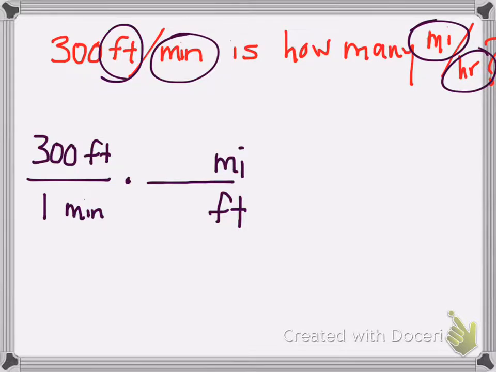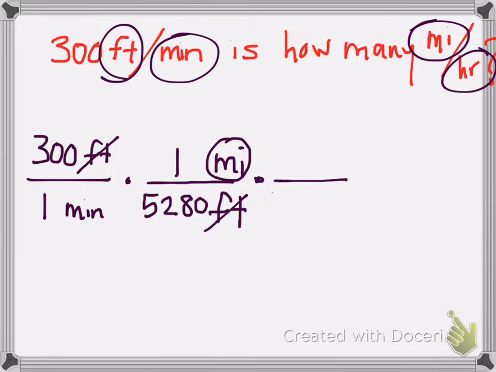Now, the only question is, how many feet are in a mile? The answer, 5,280 feet in 1 mile. I'm going to give you that conversion rate, so you don't have to remember it. So there's the first one. This is going to allow me to cancel the feet and get miles for my answer. That's what I want. Now, I also want to get rid of minutes. So I'm going to put minutes on top.